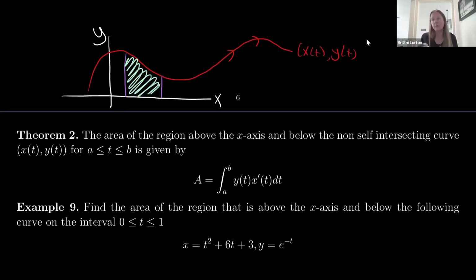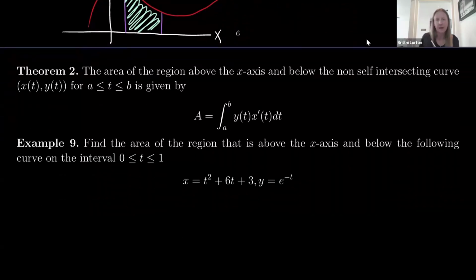If you want to go back to Riemann sums, this was very similar to the height times the width, and then you added up infinitely many. Okay, this is just from Riemann sums. The height would be the y value, the width would be that change in the x, and the change in the x is the x prime. Okay, all right, so now we have the formula.